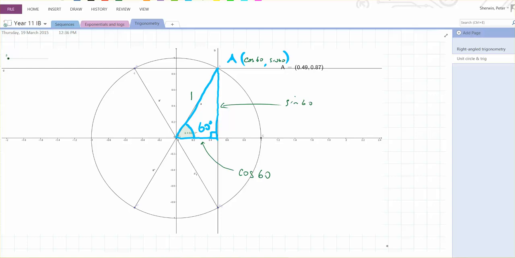that sine 60 is equal to this length here, opposite over hypotenuse. Hypotenuse is 1, so therefore sine 60 is just equal to this side. So the length of that side there is sine 60. So that is sine 60.